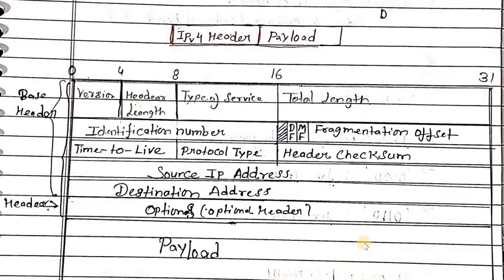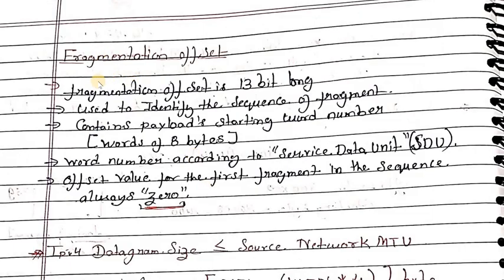In the first class of IPv4 header, we have seen version, header length, type of service, total length, identification number, and the DF or MF flag. Now in this video we will see the fragmentation offset.